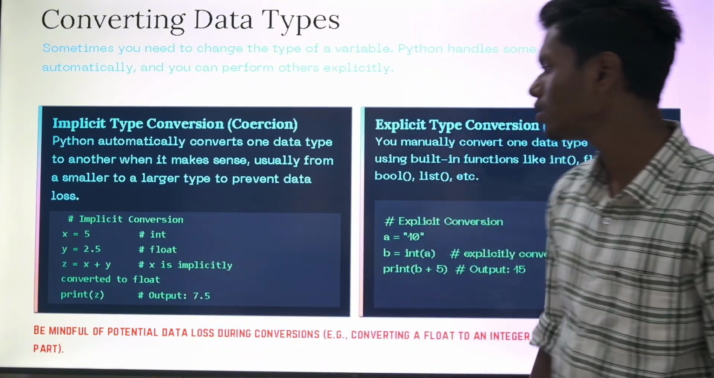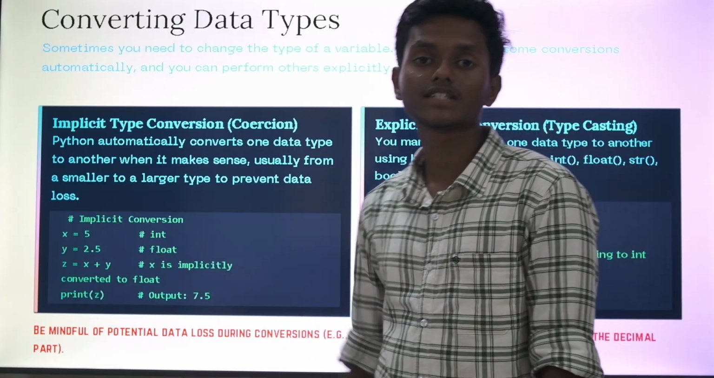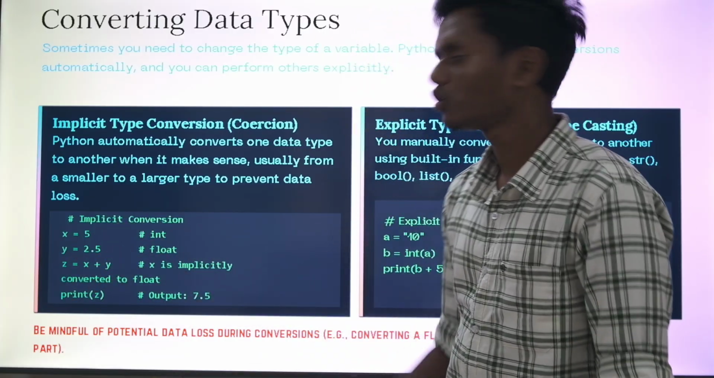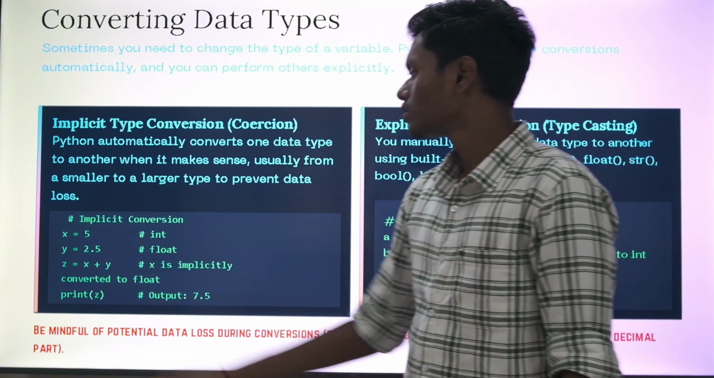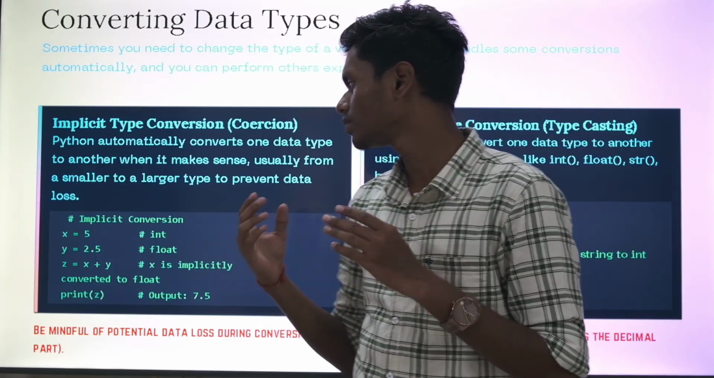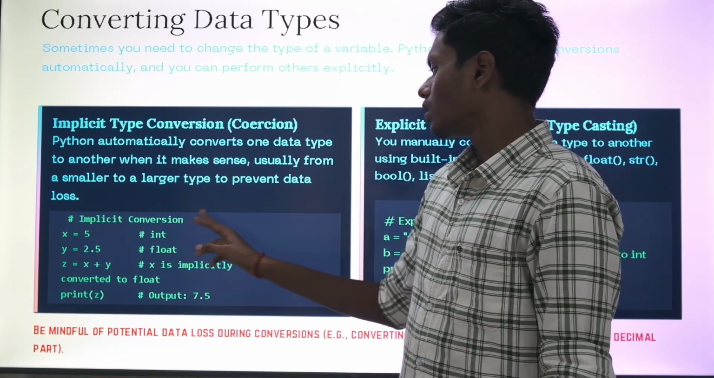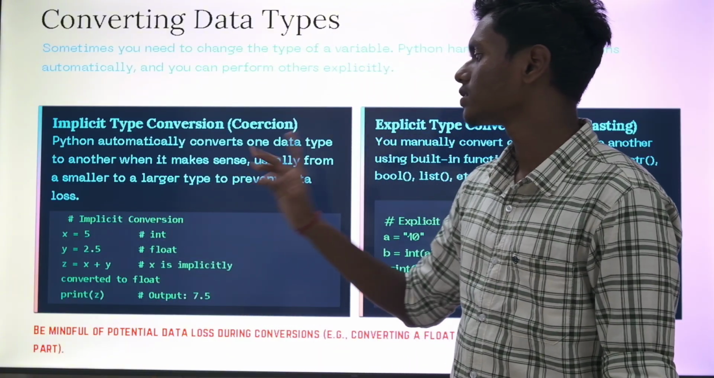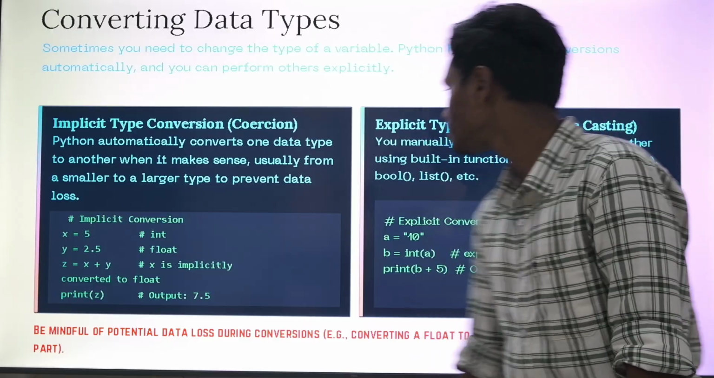So there is a sample program: x is equal to 5. 5 is an integer. Then y is equal to 2.5. 2.5 is a float, so it is a float data type. So z is equal to x plus y. The system automatically converts int to float, and 5.0 plus 2.5 gives 7.5 as your answer.